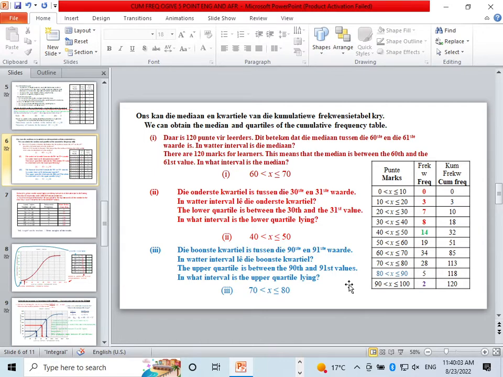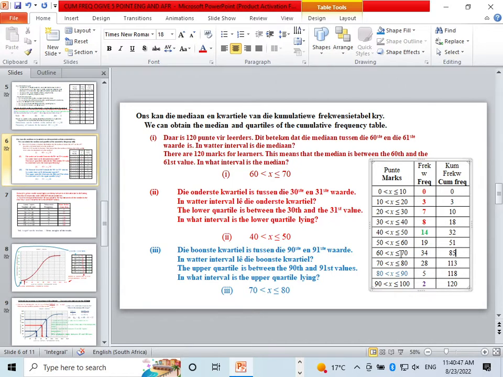We can obtain the median and quartiles from the cumulative frequency table. There are 120 marks for learners. This means that the median is between the 60th and the 61st value. Which interval is that? Now you don't even have to go and add them like we did just now. You remember? For homework. We can just go and look, where do you think the 60th and the 61st value will be? There by 85, right? And then it's going to be 60 < x ≤ 70.